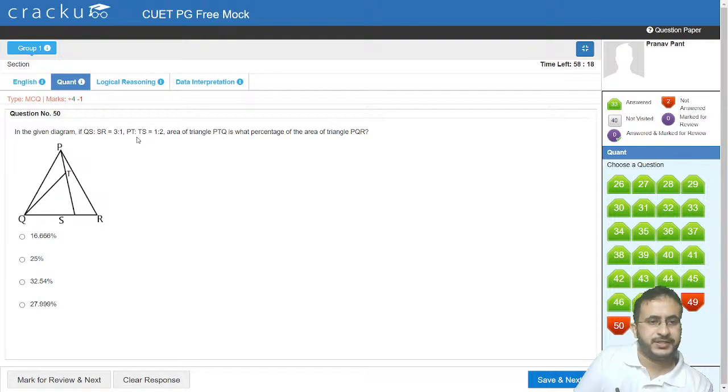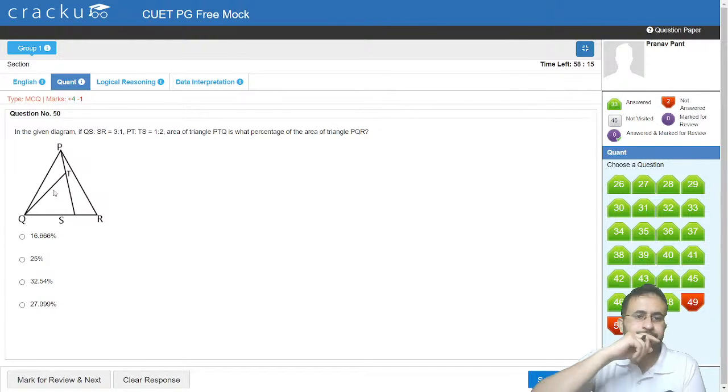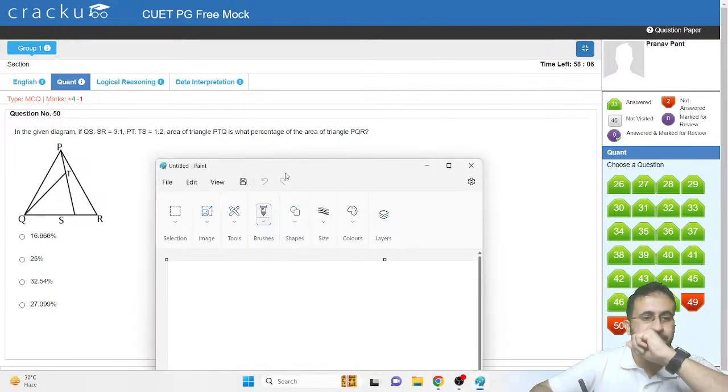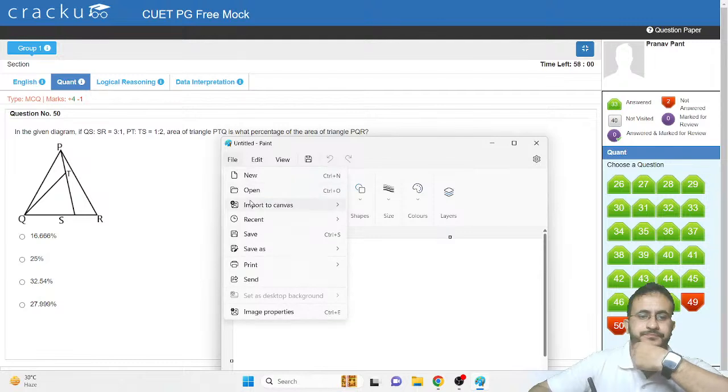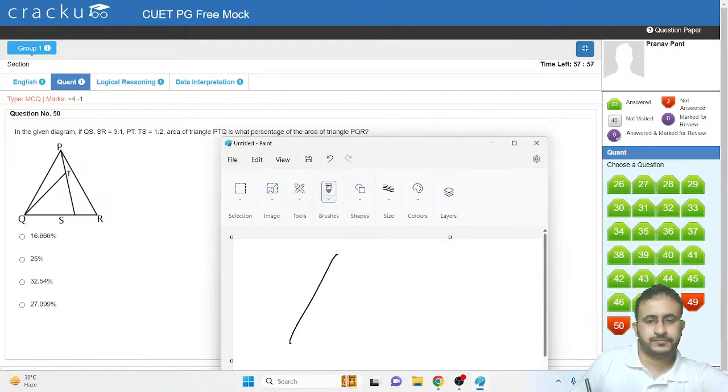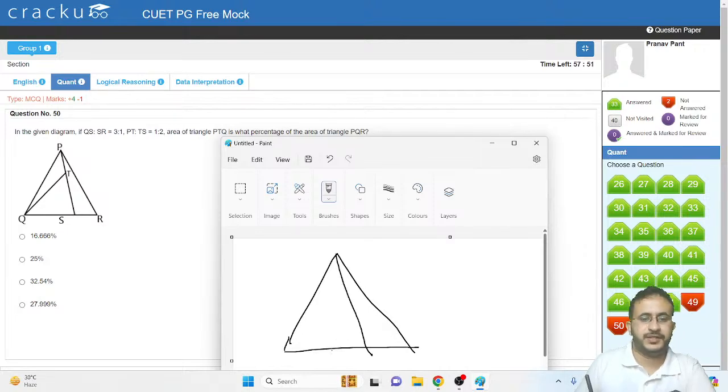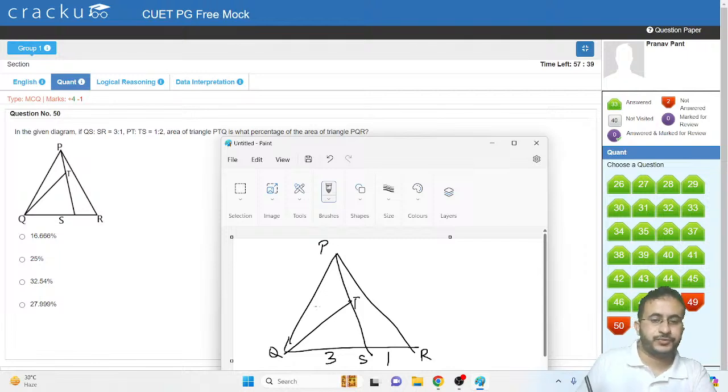And PT ratio TS is 1 ratio 2. The area of triangle PTQ is what percentage of the area of triangle PQR? We need to find PTQ upon PQR. So we have this is 3 ratio 1, and P T, so this is 1 ratio 2. PT ratio TS is 1 ratio 2.